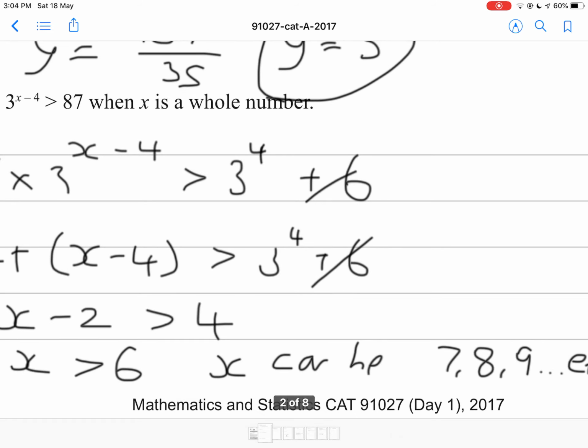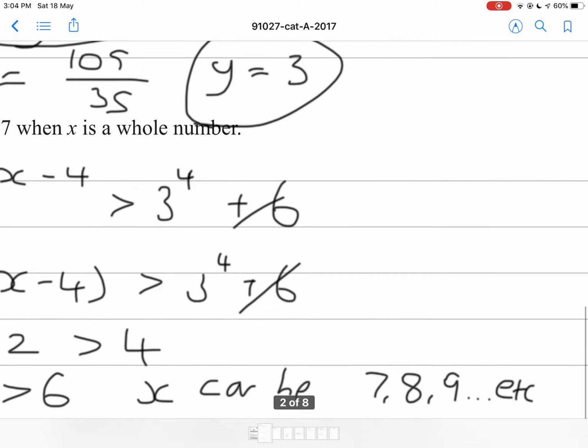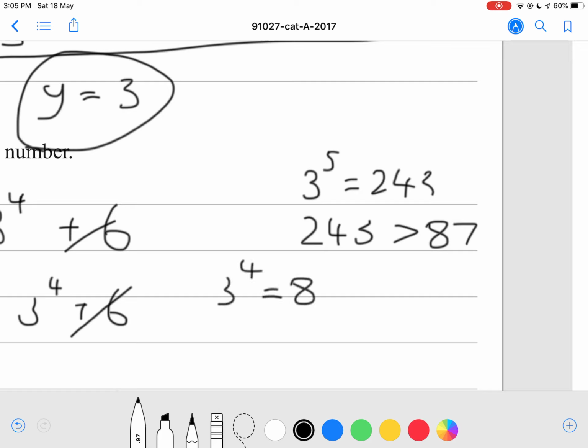Okay, so if you still don't understand why we get rid of the plus 6, it's only because that 3 to the power of 5, so we can say 3 to the power of 5 equals 243, and we can say that 243 is greater than 87, okay? So therefore we can just get rid of the plus 6, because it doesn't really make a difference. So if we say 3 to the power of 4 equals 81, therefore x cannot be 6, okay? Because 81 is less than 87, okay?